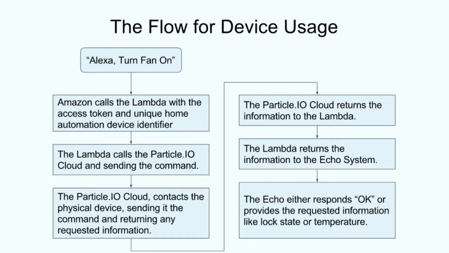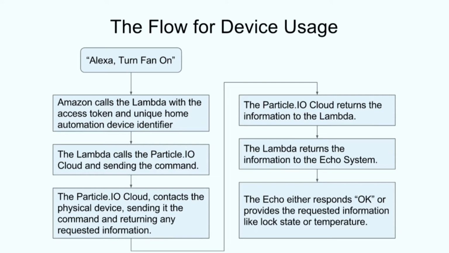One of the things that I send back is the unique device ID that Photon uses to identify the chip itself and the index of the device on the chip. And so those are stored in the key value pair. To turn on that fan, Amazon's going to call the Lambda with the access token and the unique home automation device identifier. The Lambda is going to call the Particle I/O cloud, sending the command.